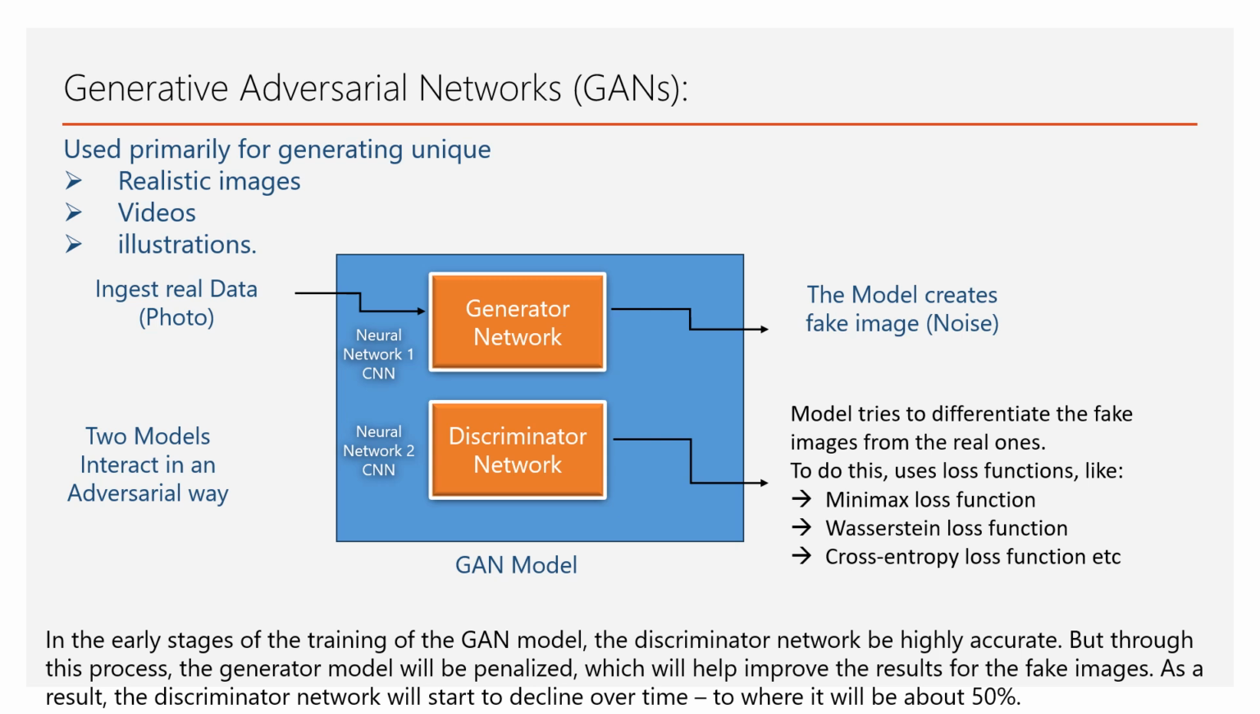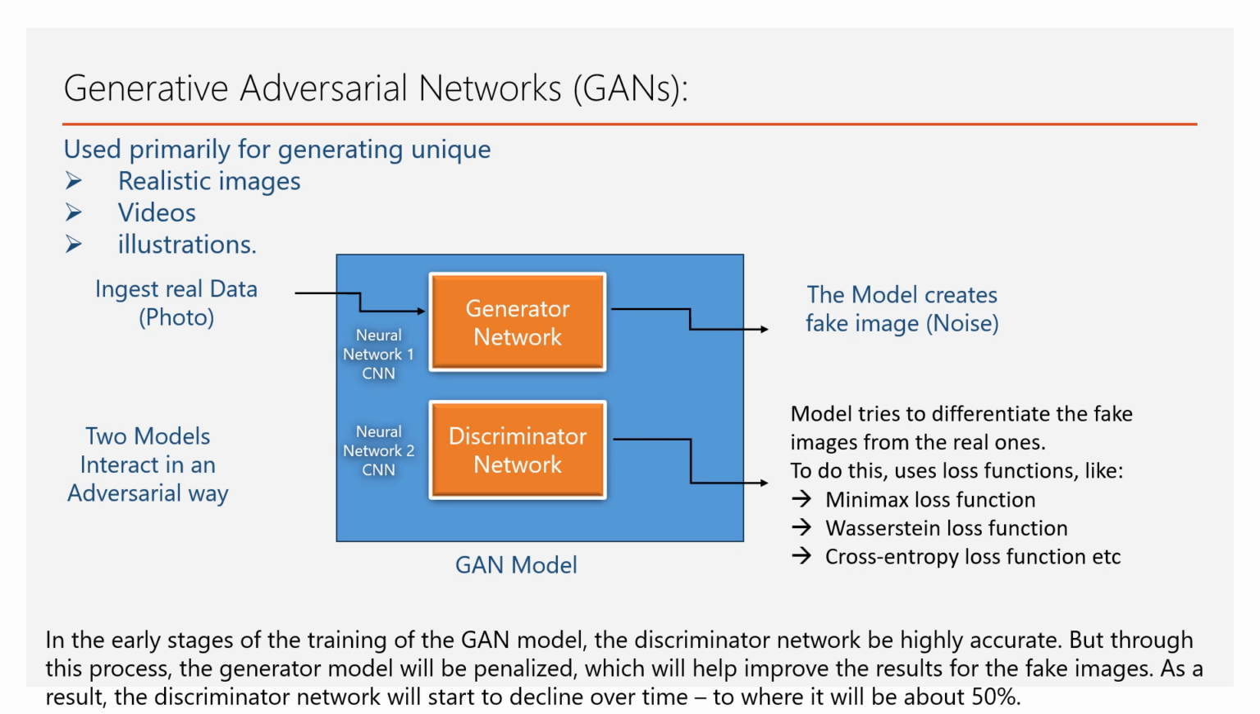And the discriminator on the other side is trying to differentiate what is fake and what is real. How do we do that? This can be better done by using appropriate loss functions. There are a couple of loss functions. For simplicity, I've jotted down the main loss functions: the min-max loss function, the Wasserstein loss function, and the cross-entropy loss function.